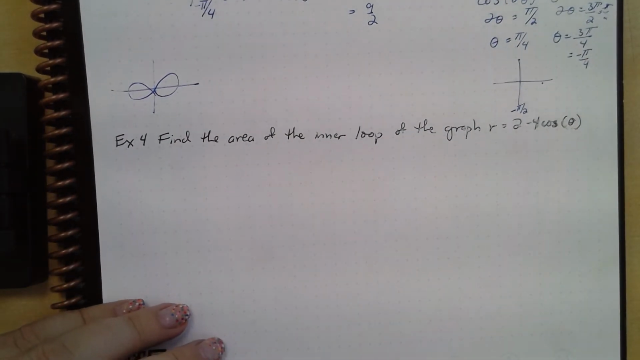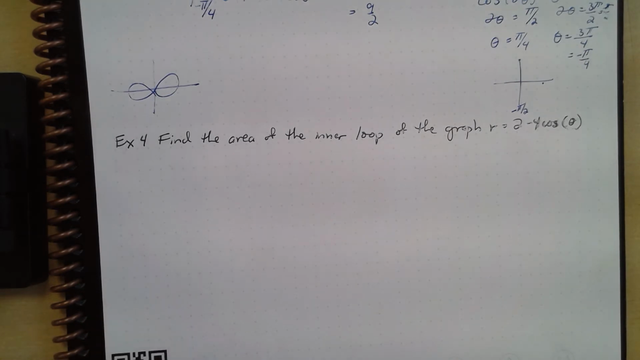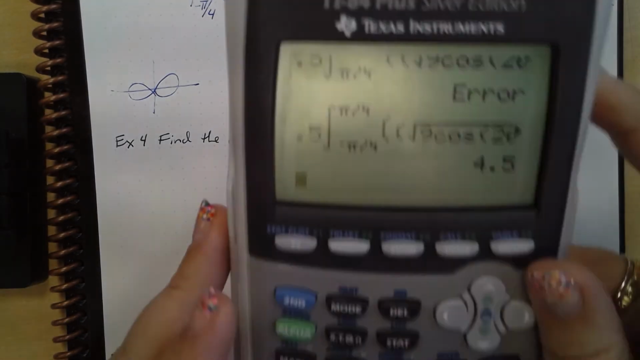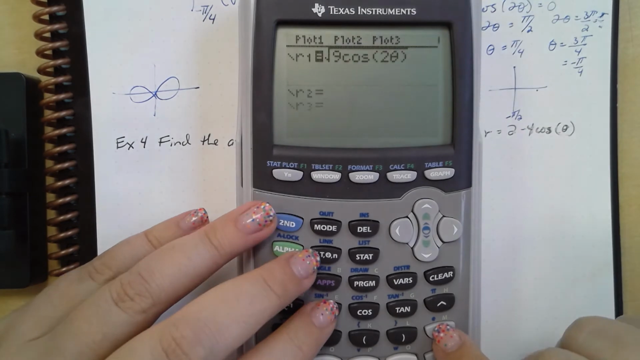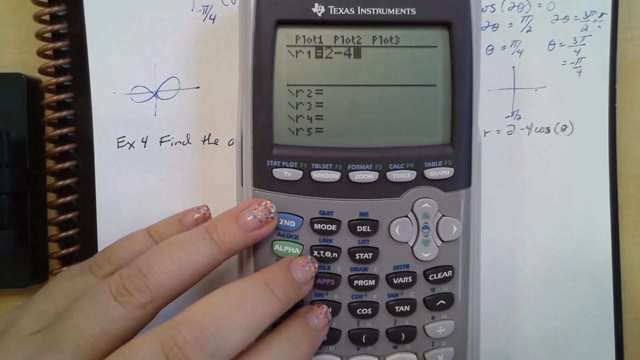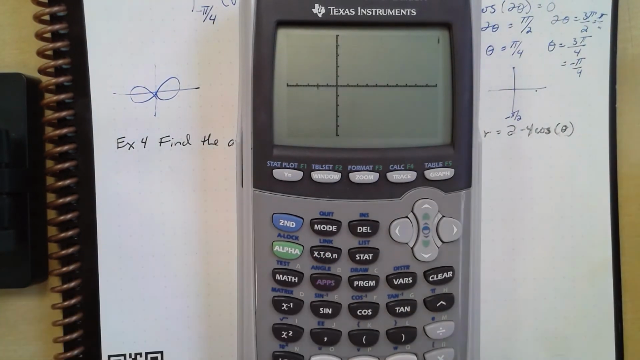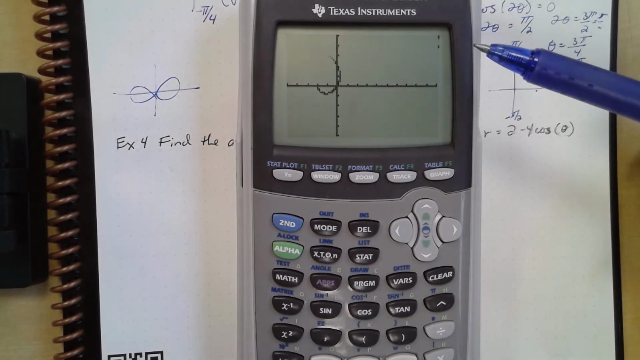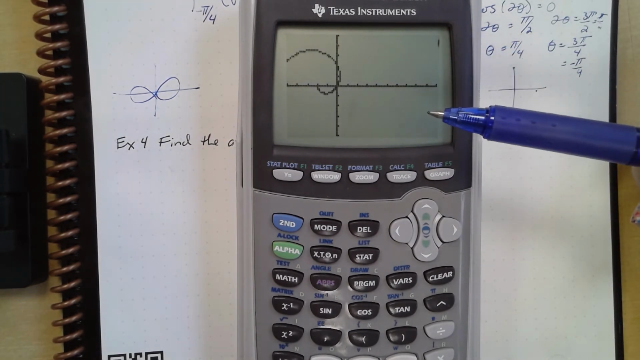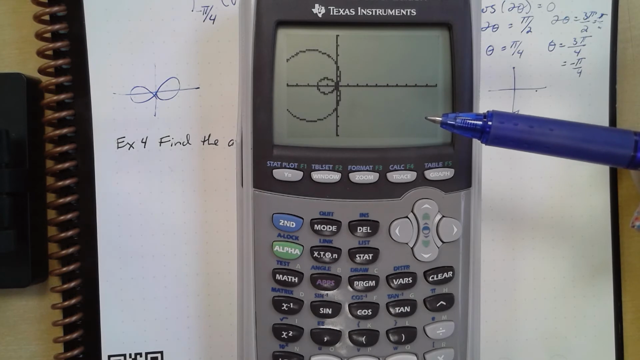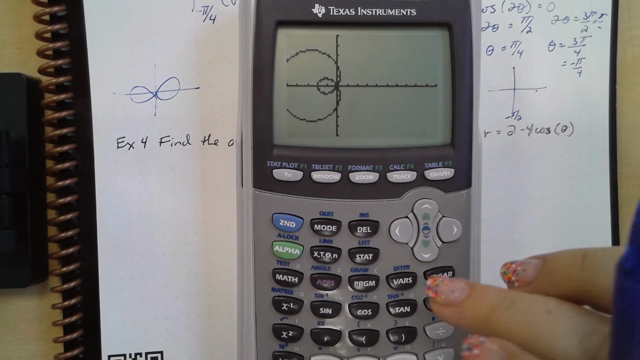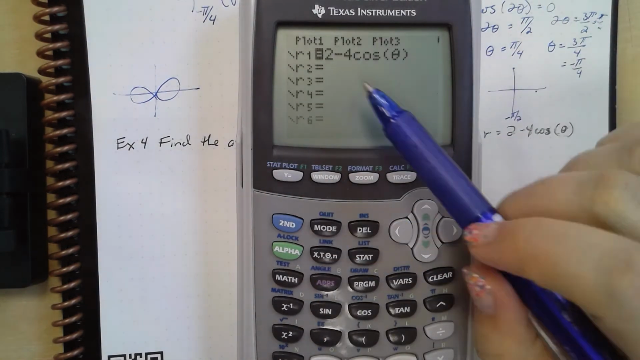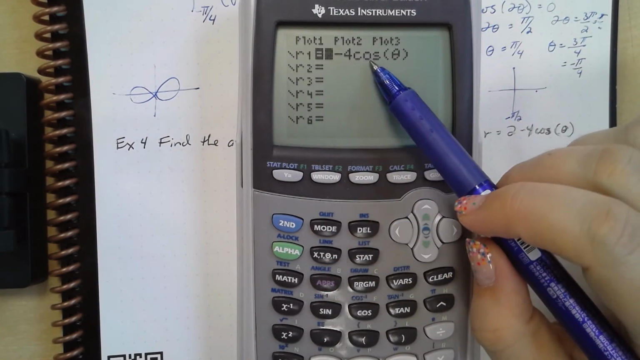Find the area of the inner loop of the graph of r equals 2 minus 4 cosine theta. Okay, so with 2 minus 4 cosine theta, if we graph that, we've got... did I do this right? One moment, please. 2 minus 4 cosine theta.